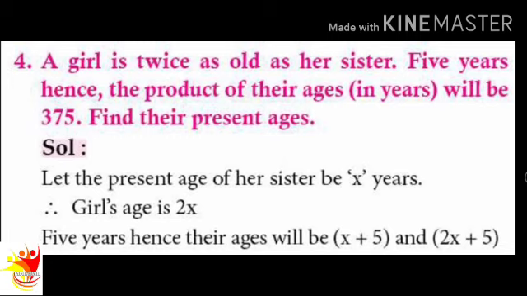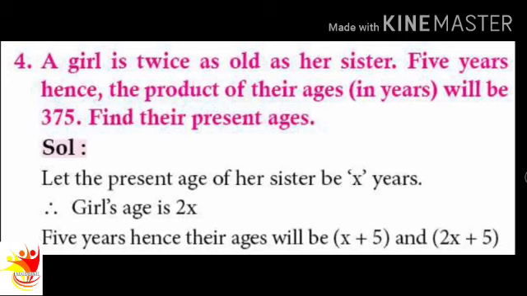Once again, repeat the question. A girl is twice as old as her sister. That means if the sister's age is x, the girl's age is 2x. 5 years hence, that means x plus 5. The product of their ages will be 375. Therefore, x plus 5 into 2x plus 5 is equal to 375. Find their present age.